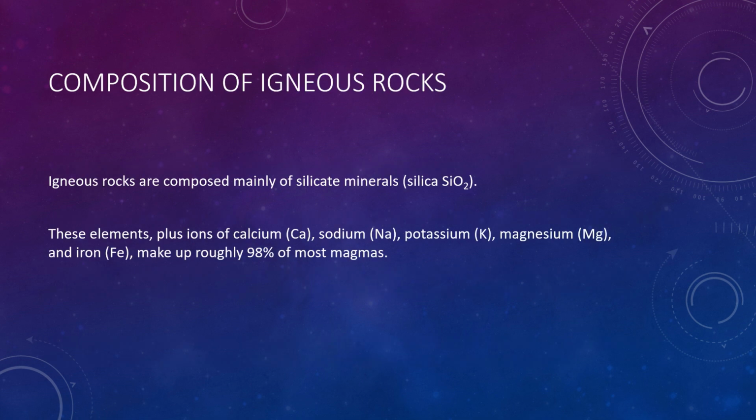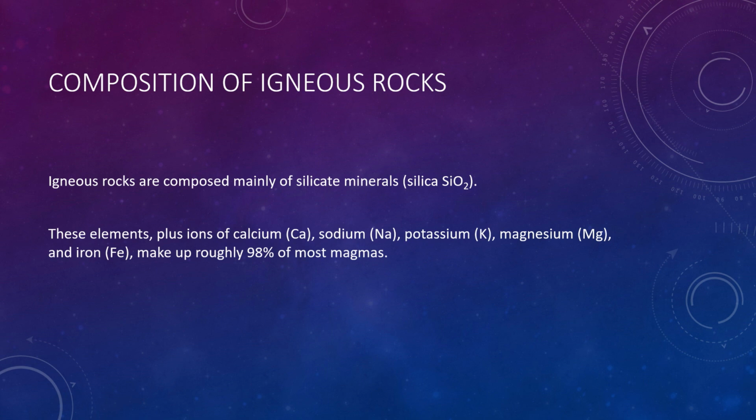Igneous rocks are composed mainly of silicate minerals. Remember from our mineral lecture that silica is just SiO2, silicon and oxygen. Chemical analysis shows that silicon and oxygen, usually expressed again as SiO2, the content of magma, are by far the most abundant constituents of igneous rock. These two elements, plus the ions of aluminum, calcium, sodium, potassium, magnesium, and iron, make up roughly 98% by weight of the magmas.